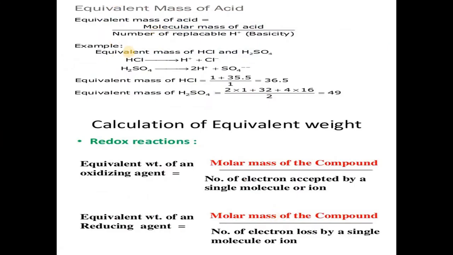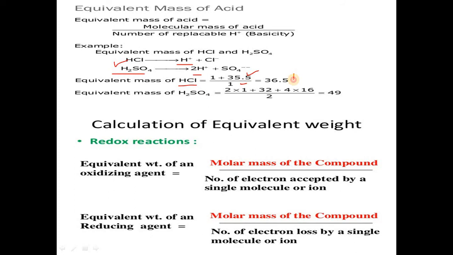Then we will see some examples. In case of HCl and H2SO4, HCl gives 1 H plus ion, so the number of replaceable H plus ions is only 1. But in case of H2SO4, there are 2 replaceable H plus ions. So the equivalent weight of HCl is equal to molecular weight divided by replaceable H plus ions.